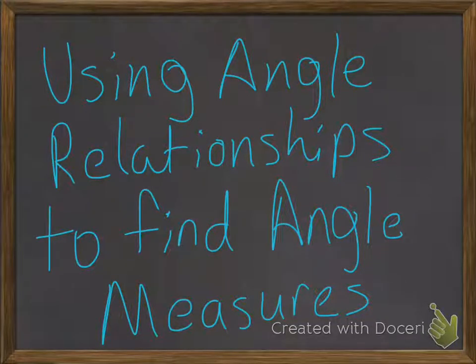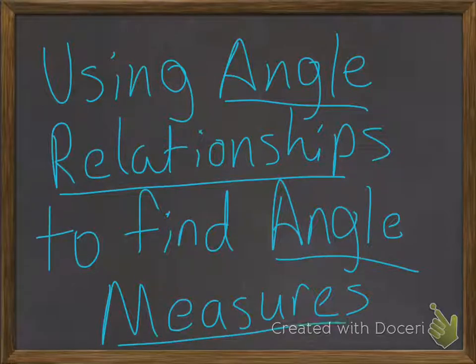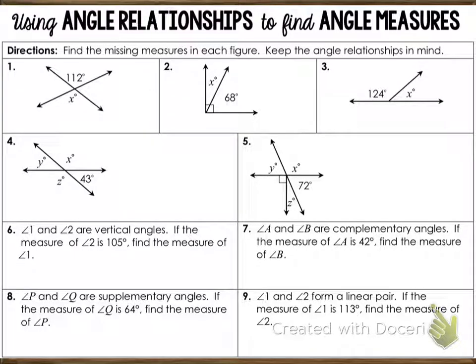Alright, so in this video we're going to be talking about using angle relationships in order to find angle measures. So, looking at number 1, we need to find the missing measures in each figure, but keep in mind the angle relationships. So number 1, we have a pair of vertical angles because they're across from each other. If they're vertical angles, they have to be congruent.